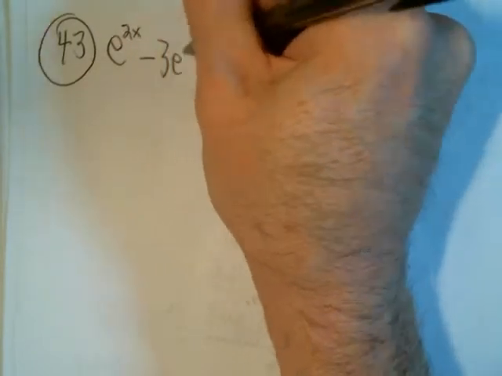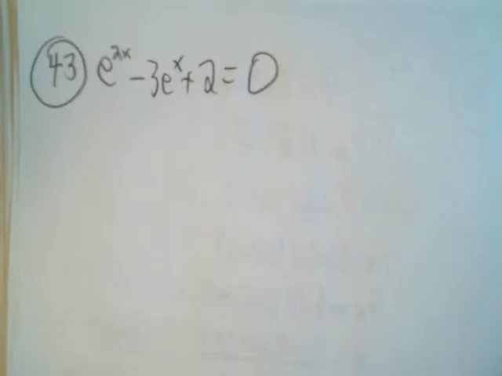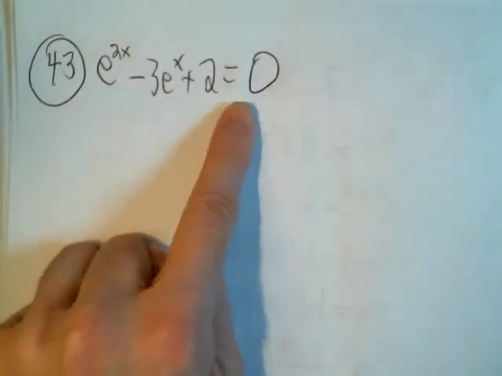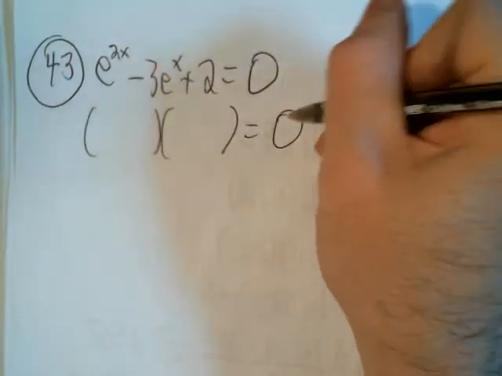Okay, the next one's a little different, and it's a quadratic form. Okay, so 43: e to the 2x minus 3e to the x plus 2 equals 0. So you see it has that form, x squared minus 3x plus 2 equals 0. And so you may be tempted to factor it, and you would be right. That's what you want to do.